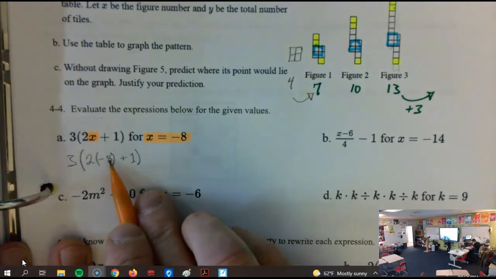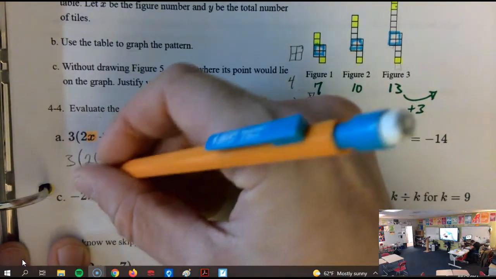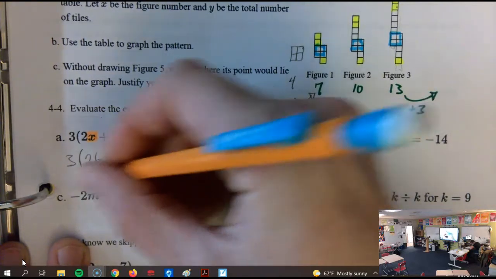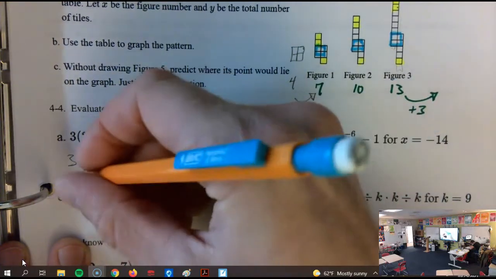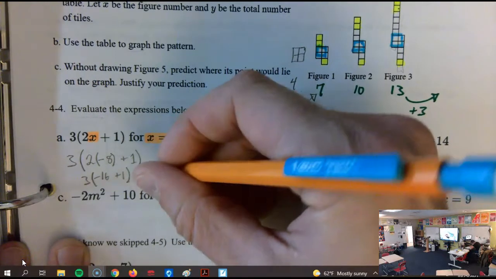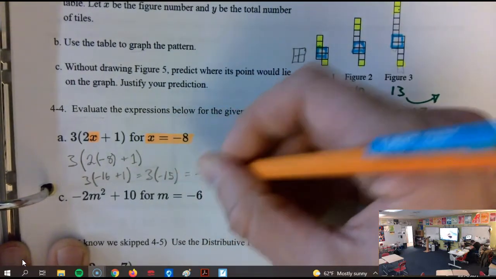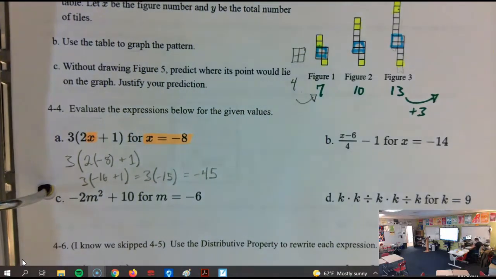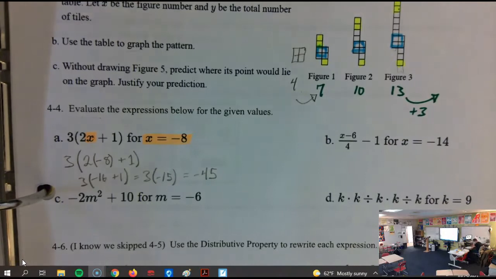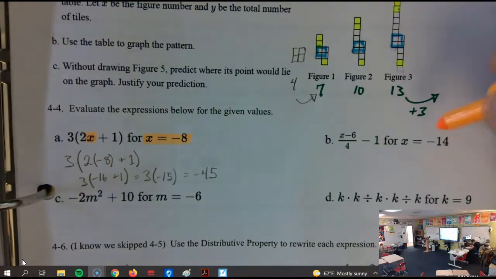2 times -8, -16, plus a 1. Yep, so this is really 3 times -15. So -45. Go ahead and try the other ones on your own and then look back up here to verify.